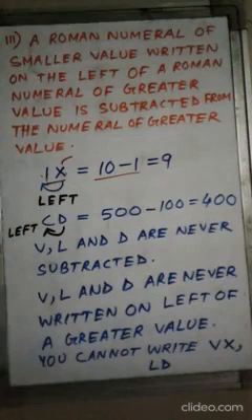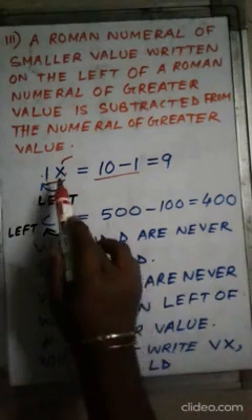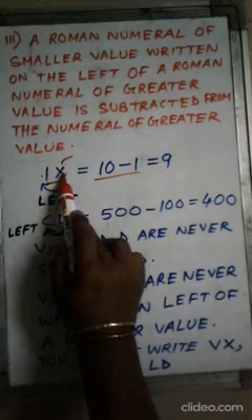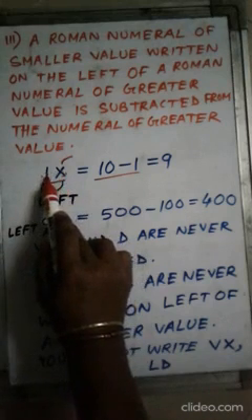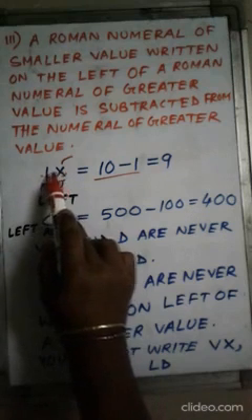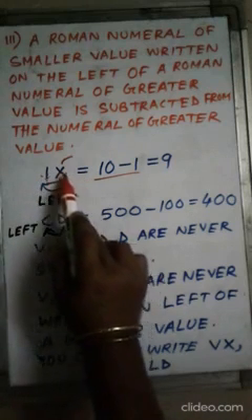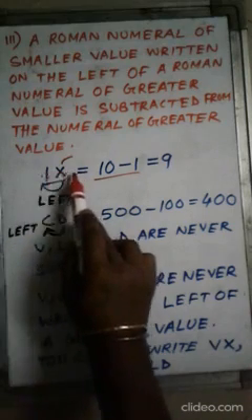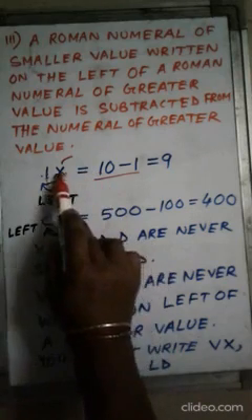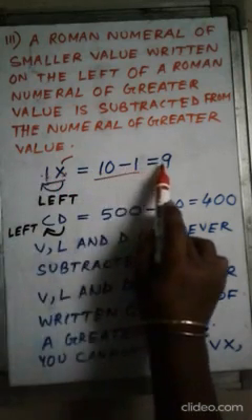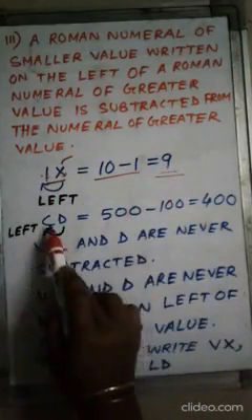Rule number 3, a Roman numeral of smaller value written on the left of a Roman numeral of greater value is subtracted from the numeral of greater value. Here you can see it is having greater value, it is having smaller value, and it is written on the left side of the greater value. Therefore, its value will be this value minus this value. X is 10 minus 1 is equal to 9.